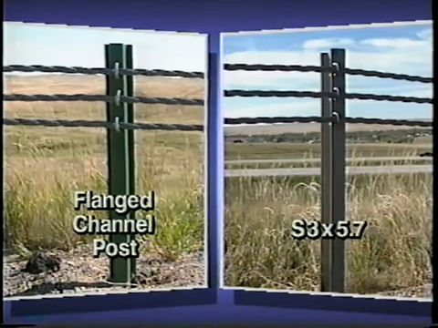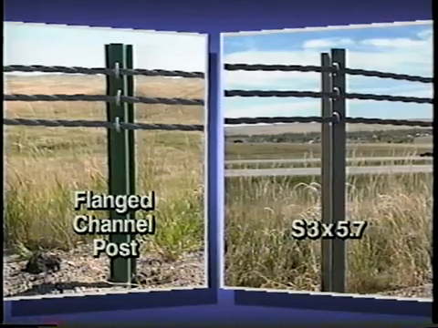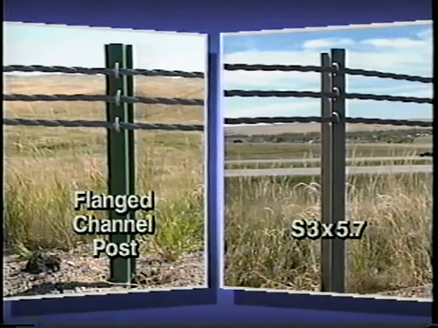A flanged channel post and soil plate made of re-rolled rail steel would cost about half as much as the standard G1 post and soil plate. The South Dakota cable system costs almost $1 per linear foot less than the G1 guardrail.